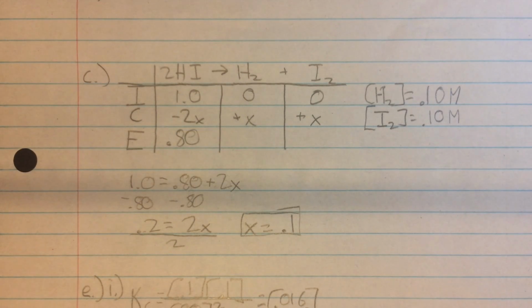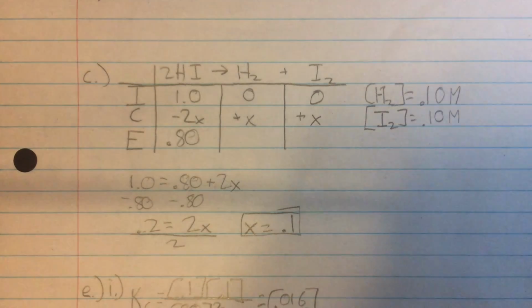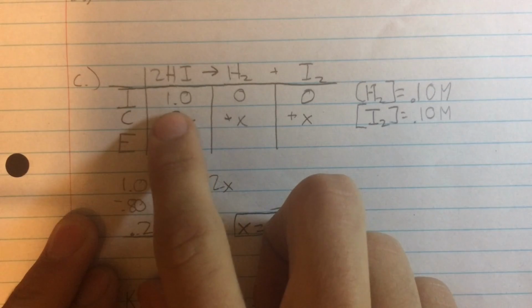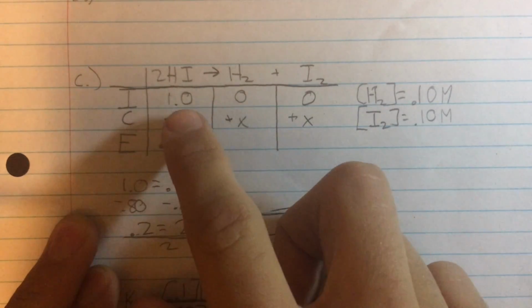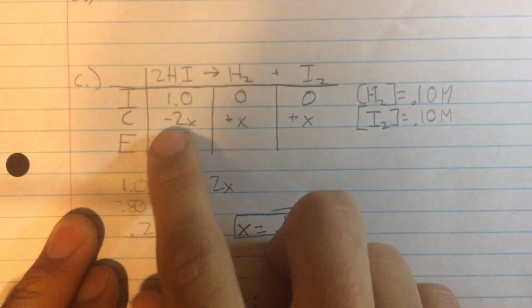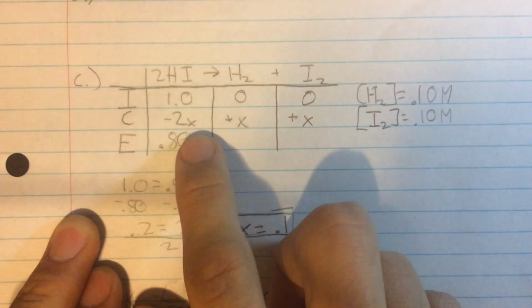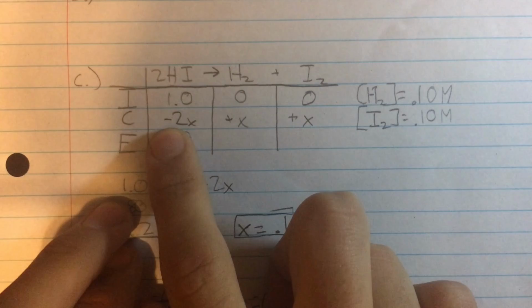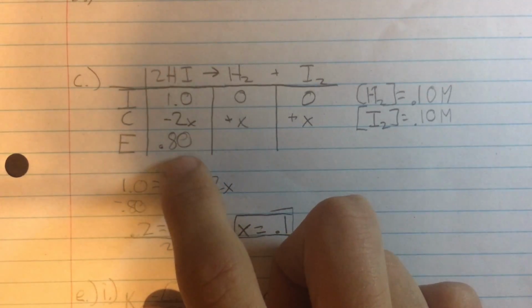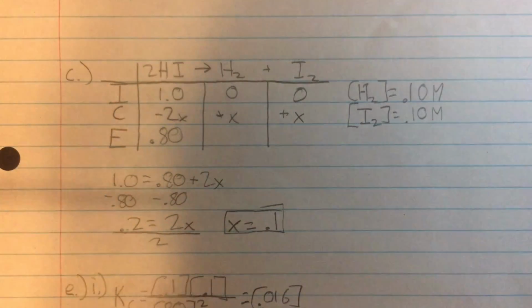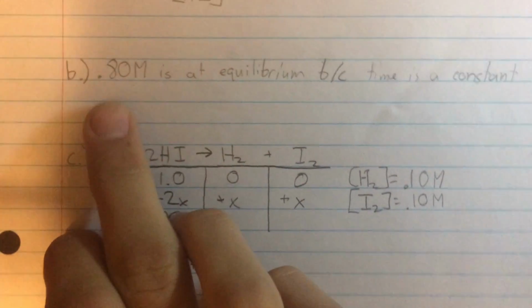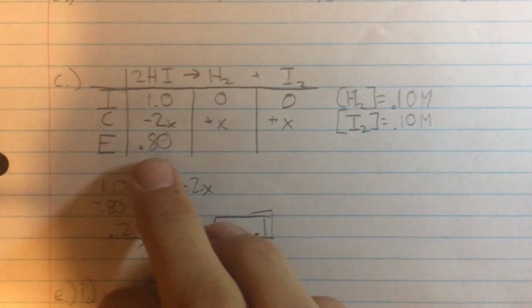So for part C, we're asked to determine the equilibrium concentrations for H2 and I2. So if we just plug in all of our values into our ICE box, we'll have 1.0 in HI and minus 2x because we have our constant and the coefficient is 2, and minus because all reactants are minus. And we are already given the equilibrium concentration, which is found in part B. So it's 0.80.